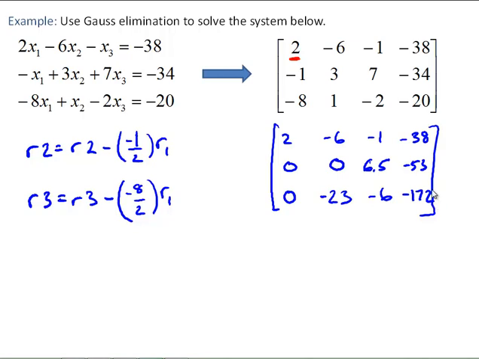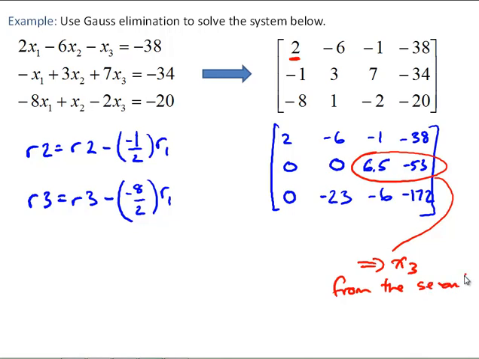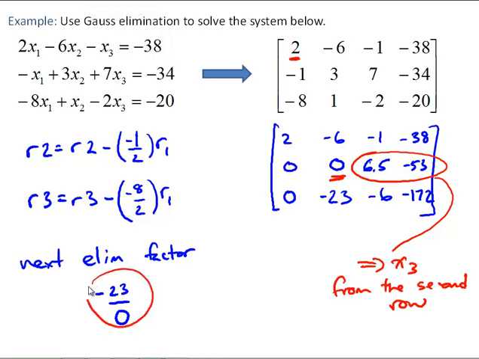Now, as we're doing this by hand, we see like, oh, look at that. We can already solve for x3 from the second row. But computers aren't necessarily that smart, and this makes this algorithm kind of complicated, because if we go to our next pivot, we actually have a 0 pivot element, and our next elimination factor is going to be negative 23 over 0. And here we have a problem.